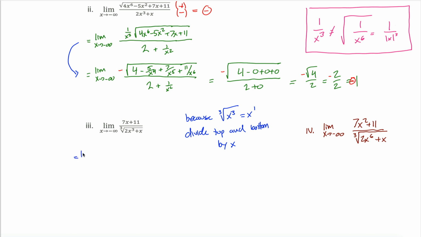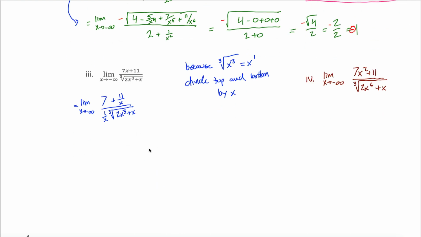If we do that, we get the limit as x approaches negative infinity of 7x divided by x, in other words 7, plus 11 divided by x, divided by 1 over x times the cubed root of 2x cubed plus x. Much like we saw before, we can just take the 1 over x and distribute it to all the terms up on top, but down on the bottom, because I have a radical, I can't immediately distribute the 1 over x to each of these terms.